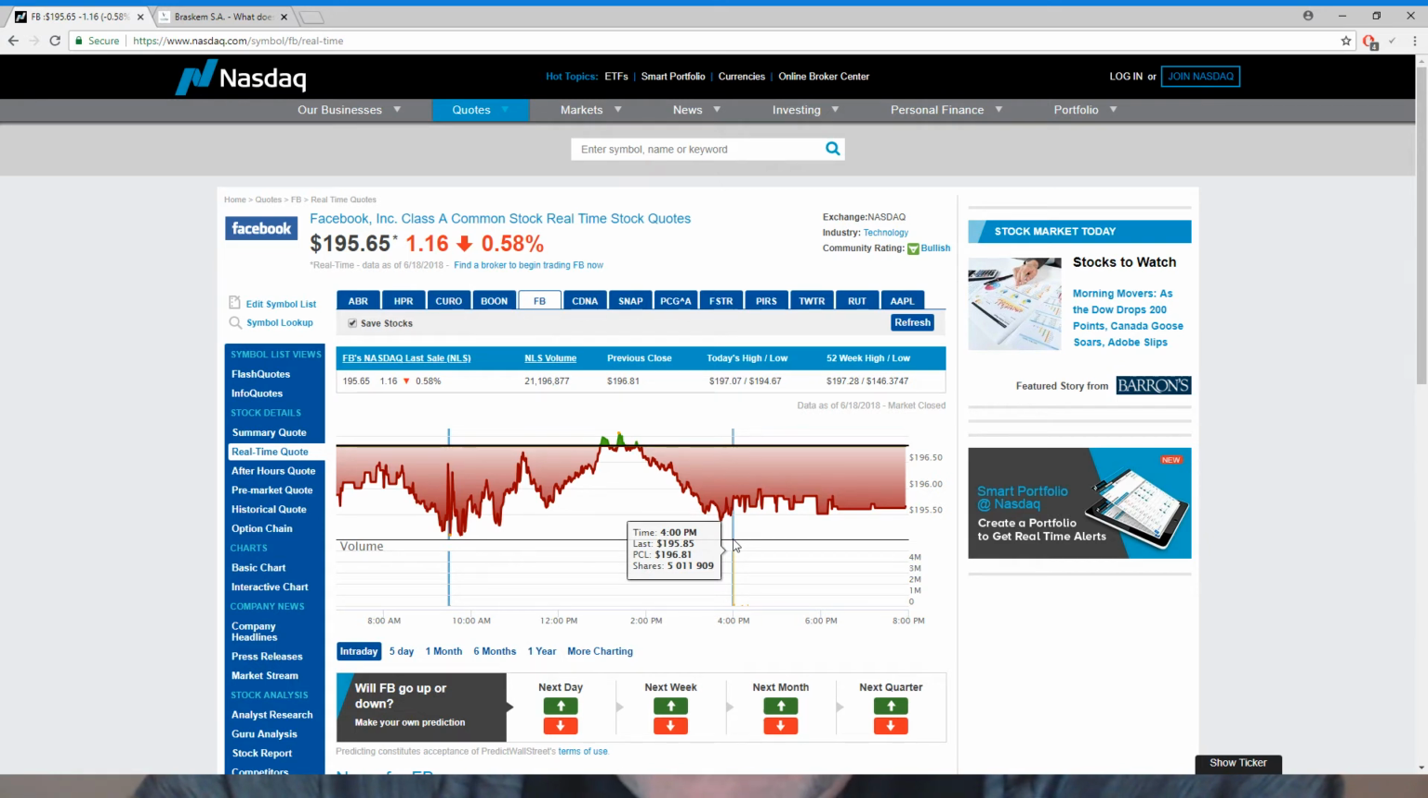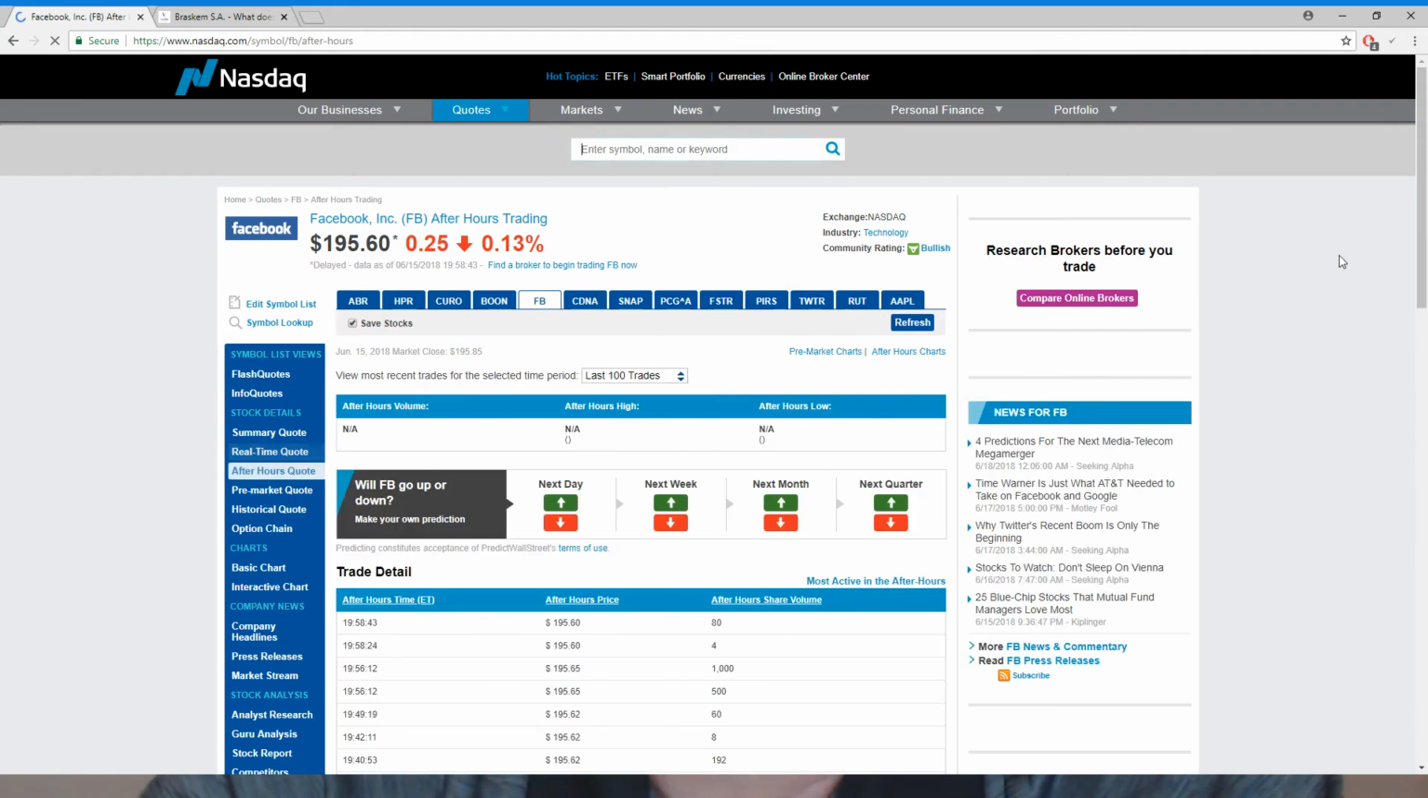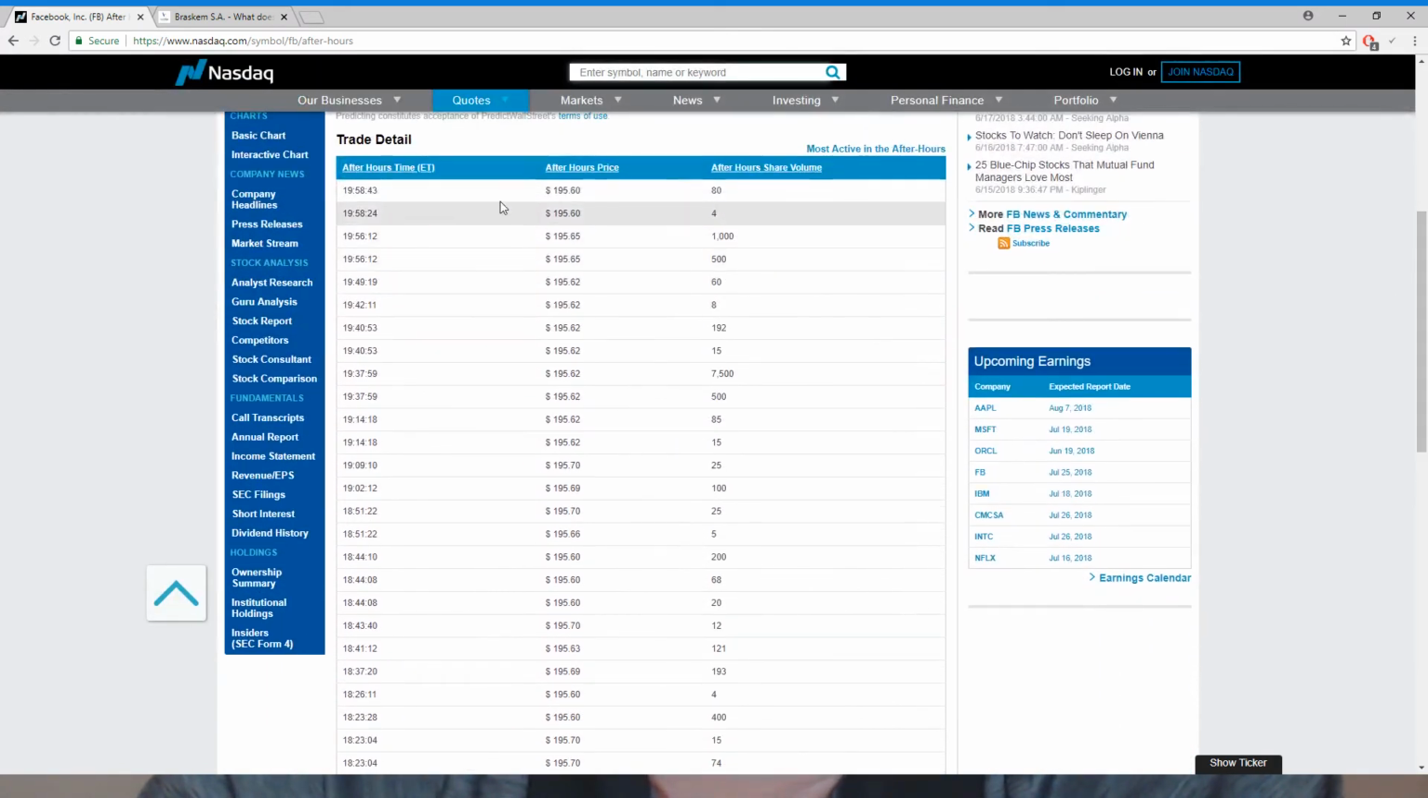From 196.81, it goes to 195.85. It means in one trade at 4 o'clock, the price has gone down $1 because someone has sold 5,011,199 shares. Now, if you want to see it in another way, you can click here on the left side, after hours quote. You click that, and it will give you this.